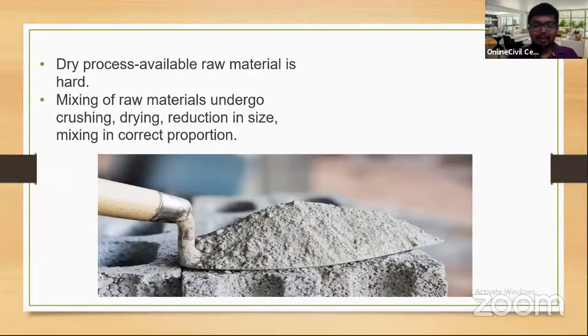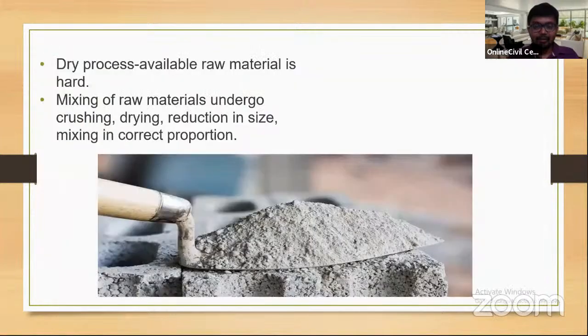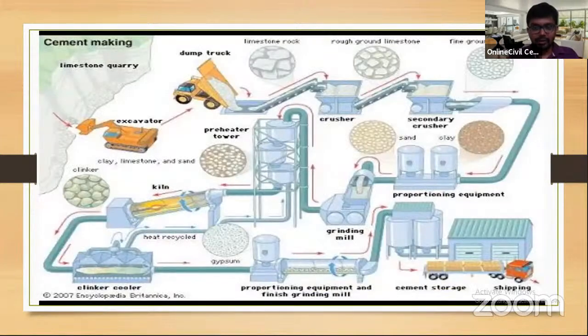After that, there will be weighing and packaging, and then distribution. The entire set of steps you have found. Now let's look at the dry process. The dry process is also more or less the same, with some certain differences. Mixing of the raw materials, crushing, drying, reduction in size, mixing in correct proportion, all these things are common here. But the process is dry, unlike the wet process.